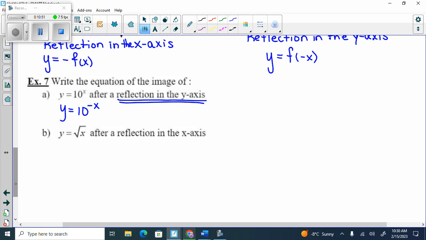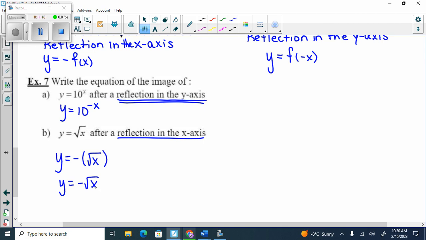Now this one is a reflection in the x-axis, so I think about it. It's down here, it's up here, it's down here, it's up here. What's being negated? My y's, right? My x's would stay the same, my y's would be negated. So if I wanted to negate my y, I negate all of my y's. So I actually put a bracket, a negative in front of the function, correct? This function happens to not have any more actual terms, so it would be y equals negative root x.